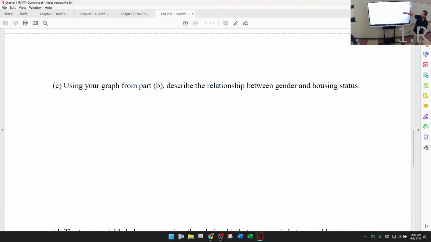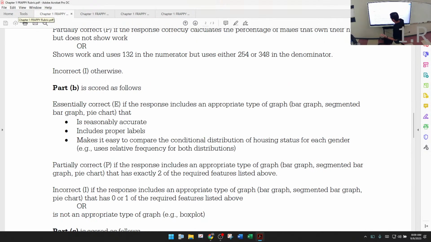Next part. This part, I don't like their rubric at all, to be honest with you, especially at the stage we're in this class. Okay. Using your graph on part A, describe the relationship between gender and housing status. If you used all those numbers, I'm not sure there is much of an association or relationship between gender and status at all. Like, I don't know if it matters if it's a male or female or what the difference is. Okay, here's what the rubric says.